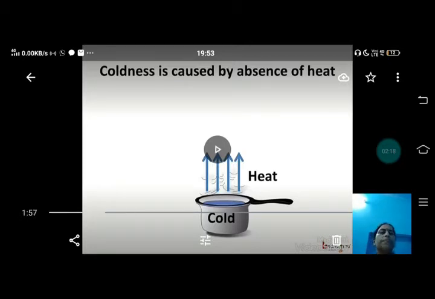So when it becomes cold, it loses heat, and you find that the substance becomes cold. Coldness is because of the absence of heat, and hotness is because of the presence of heat. Understood? Why is a thing hot? The thing is hot because there is the presence of heat, and anything is cold because there is no heat over there.